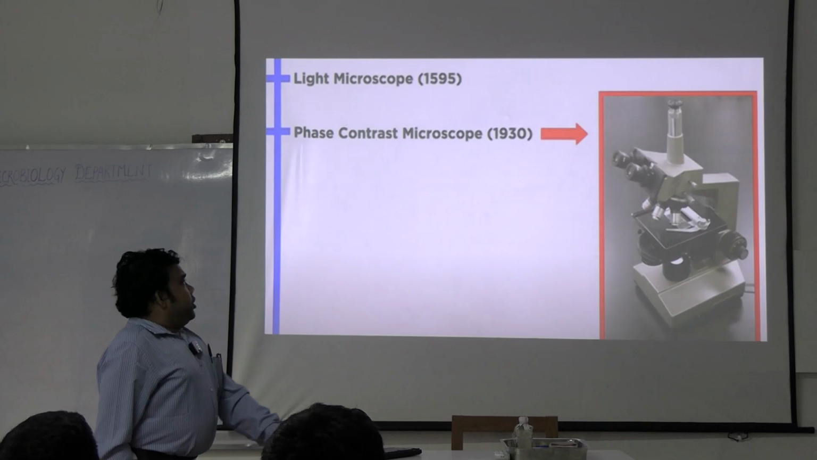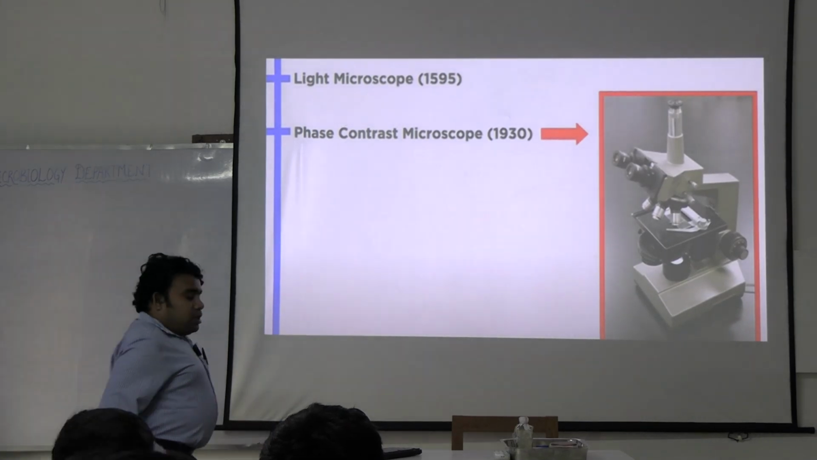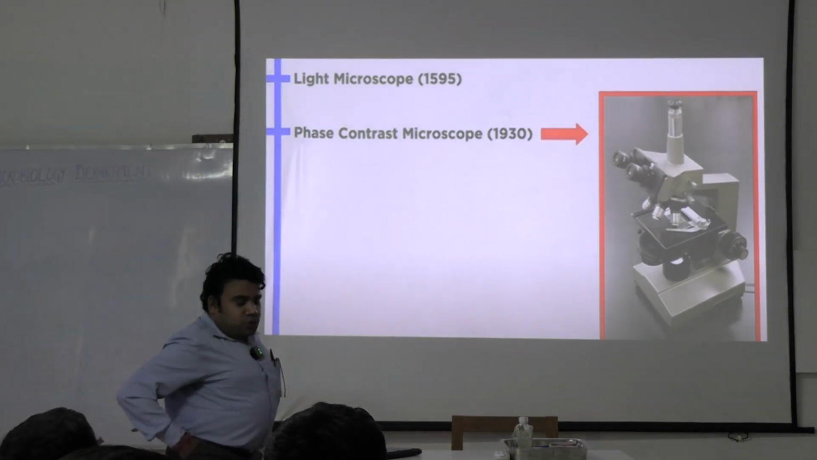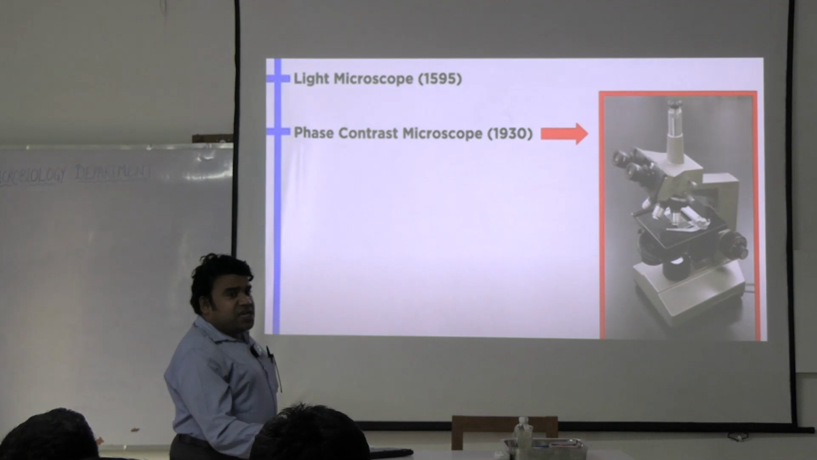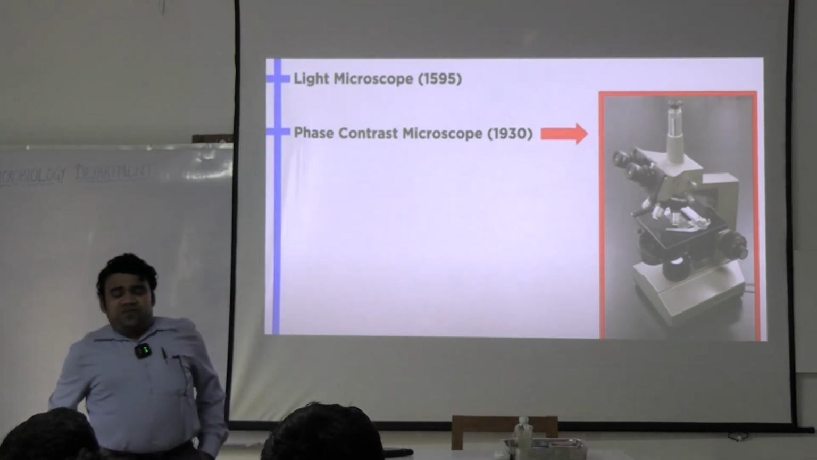So from 1595 we have the light microscope. After that, in the 19th century, we have what is known as phase contrast microscope. What is phase contrast?